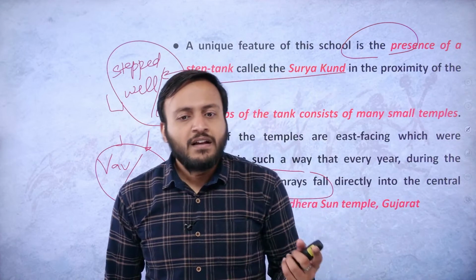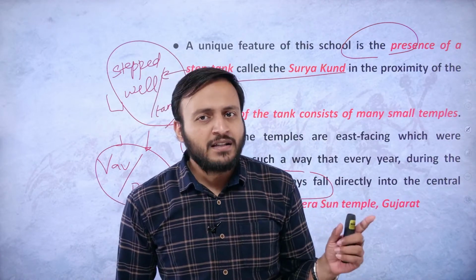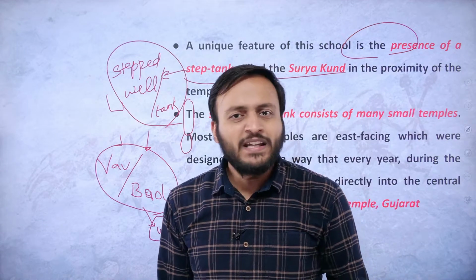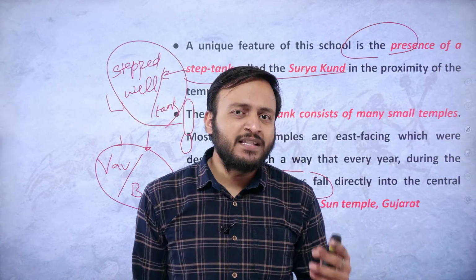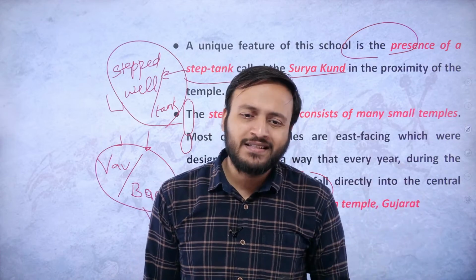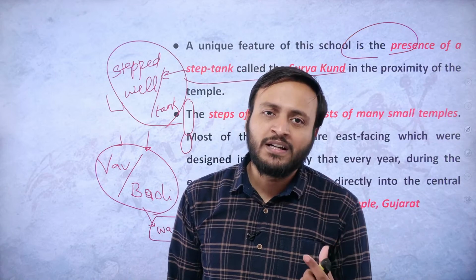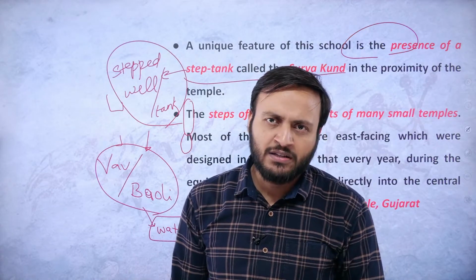Alright everyone. Apart from that, Sun Temple Konark is another legendary and most famous Sun Temple of India. So we can say that Sun Temples are present across different states, but the most famous ones are actually constructed in the Nagara style of temple architecture.